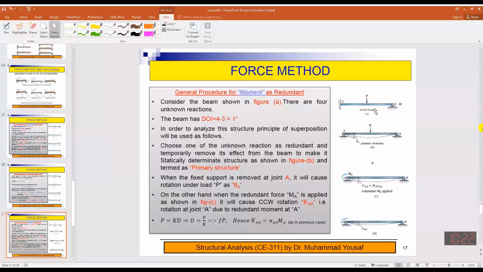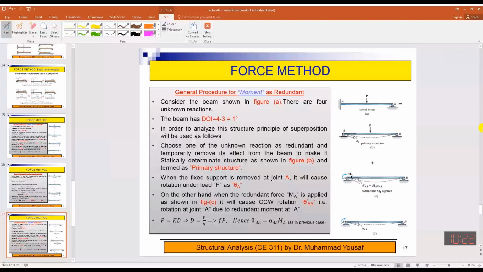So this beam will be equal to this one plus moment. So this beam has been broken into two parts. This is the primary structure which is stable. You can see this is hinge support and this is roller, so it is stable. Okay, and also it is determinate, and plus at this end you will be applying the moment.